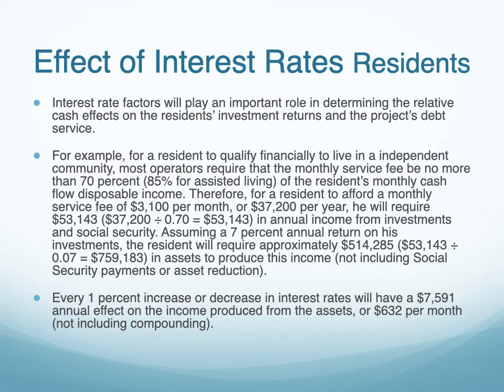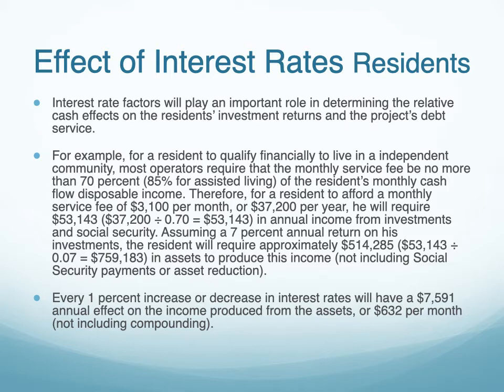Effective interest rates on residents. The interest rate factors will play an important role in determining the relative cash effects on the resident's investment returns and the project's debt service. For example, for a resident to qualify financially to live in an independent living community, most operators require that the monthly service fee be no more than 70% of the resident's cash flow disposable income. Assisted living providers typically require 85% because they're more expensive.